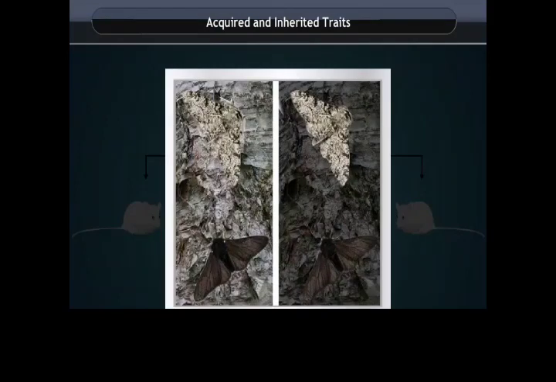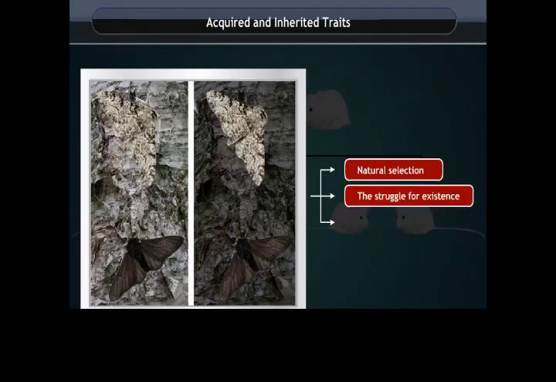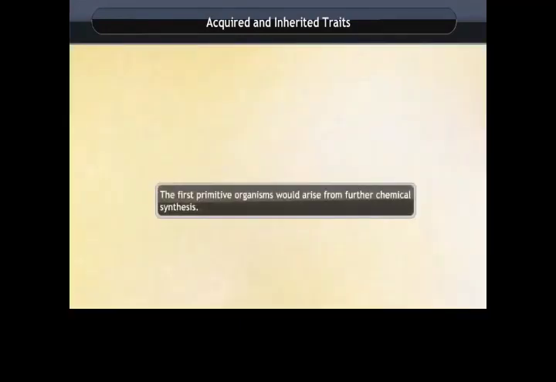Charles Darwin conducted various experiments which led him to formulate his hypothesis that evolution took place due to natural selection, the struggle for existence, and the survival of the fittest. Darwin's theory of evolution tells us how life evolved from simple to more complex forms. The first primitive organisms would arise from further chemical synthesis.